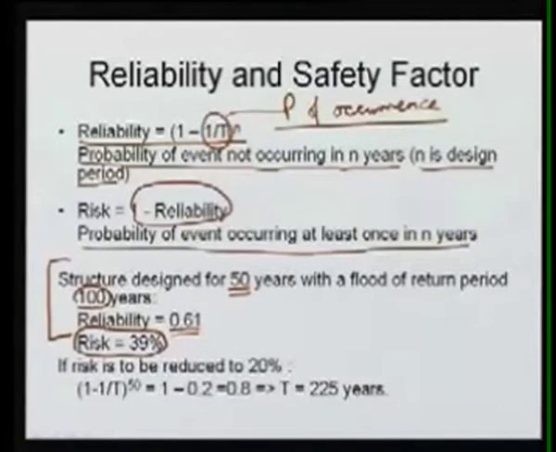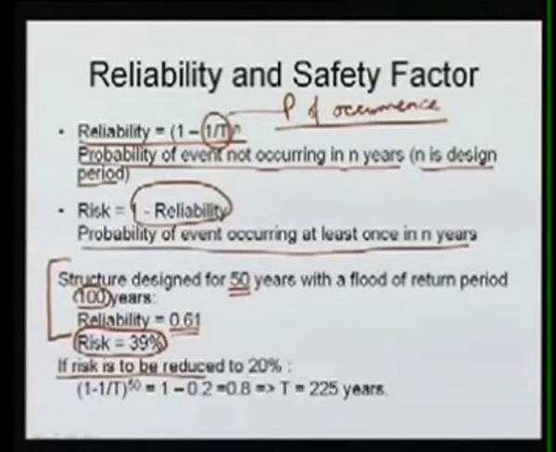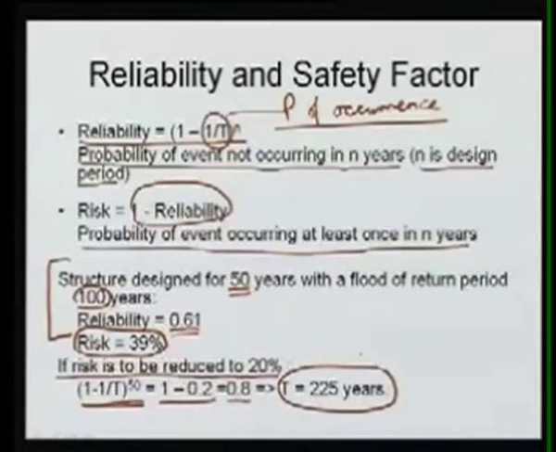Now 39% risk may be too high in some cases. So if we want to keep a risk of, let's say, 10% or 5%, then we can find out the corresponding return period. For example, if the risk is to be reduced to 20%, for what return period should we take the design discharge? We can use the same equation, 1 minus 1 by T to the power 50 equal to 1 minus risk, equal to 0.8, which gives us a T of 225 years, meaning that if we want to have a 20% risk only, then we should take the 225-year flood or 225-year event to design that 50-year structure.